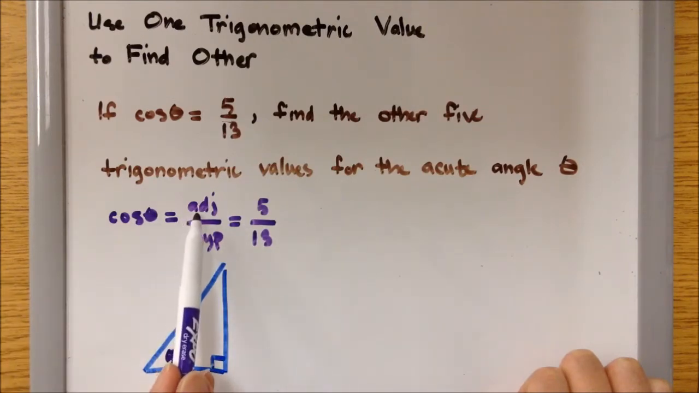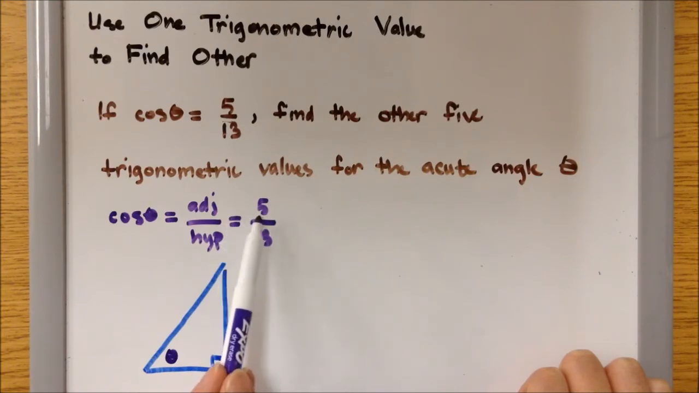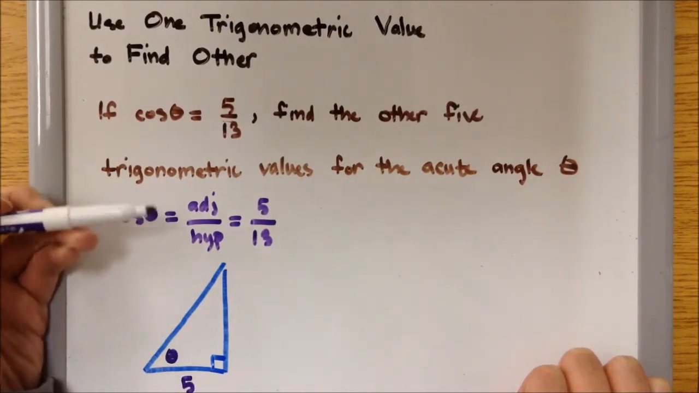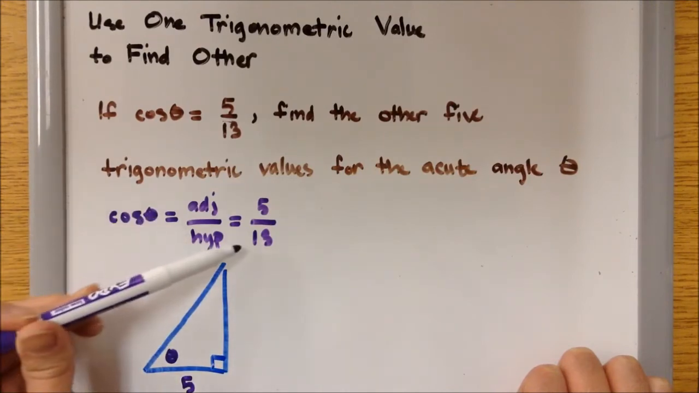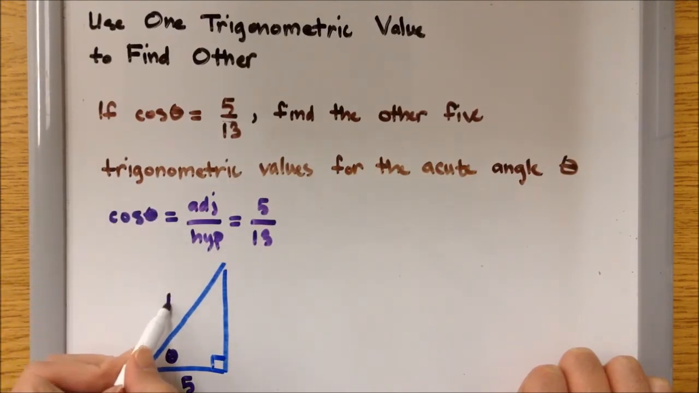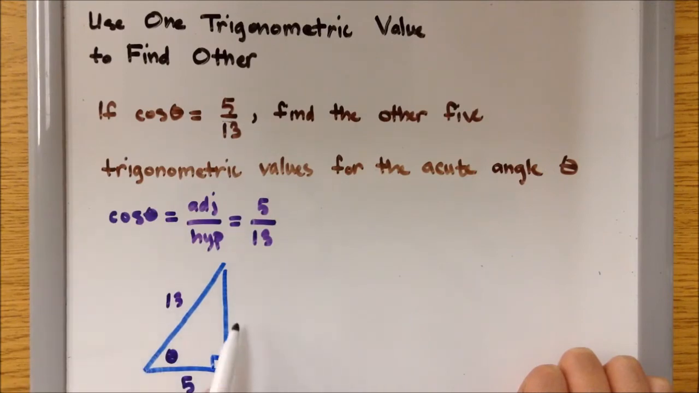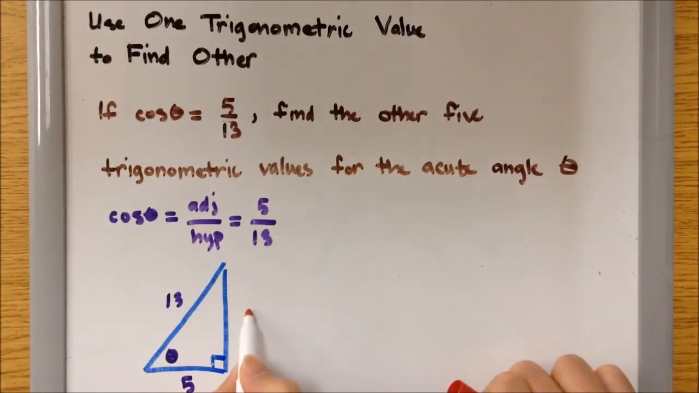So my adjacent, meaning the side next to the angle, is 5, so the side that's next to the angle right here is 5. Now the hypotenuse, the longest slanted side, is 13, so I'm going to put 13 here. We don't know the opposite side, the side that's across from the angle, so I'm going to label that as x.